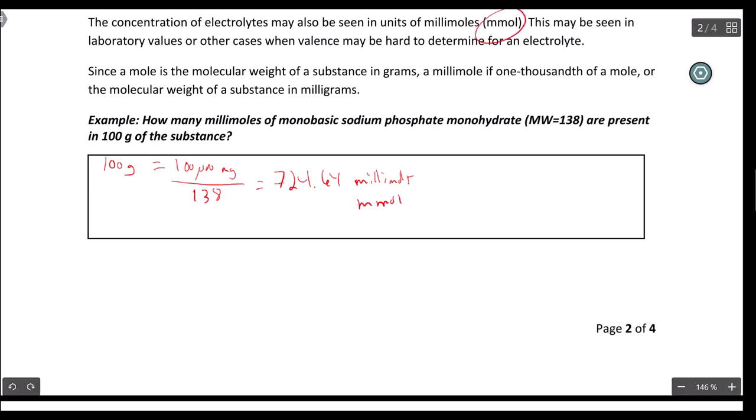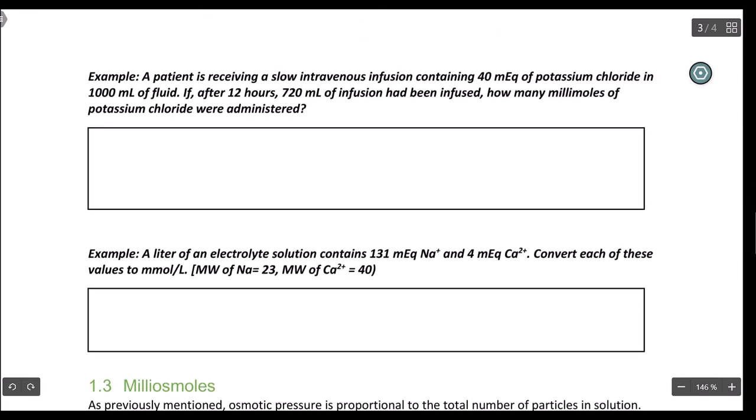All right, look at another one. Got a patient receiving a slow intravenous solution. It contains 40 MEQs of potassium chloride in 1,000 mLs. After 12 hours, 720 mLs of the infusion has been infused. How many millimoles of potassium chloride were administered? Who wants to know that? That's what I'd ask. So we can do this, right? We can use our chart and break it down into something easy that we can show.